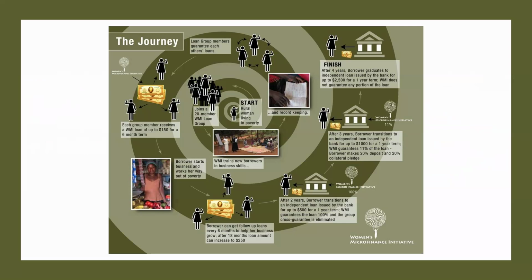One of the problems with microloans is that they often come with very high interest rates, which means that if they can't pay them back, it can put them in an even worse economic situation than they were in before.